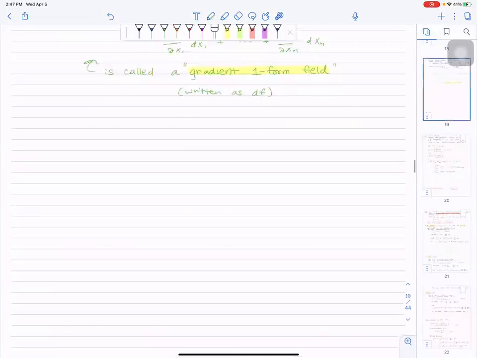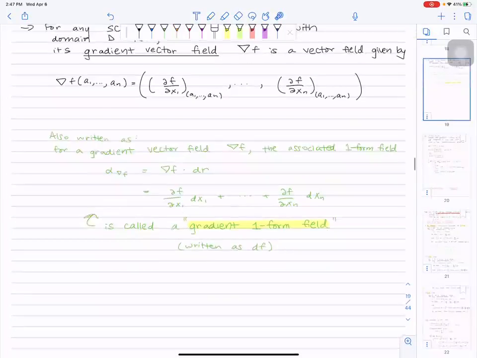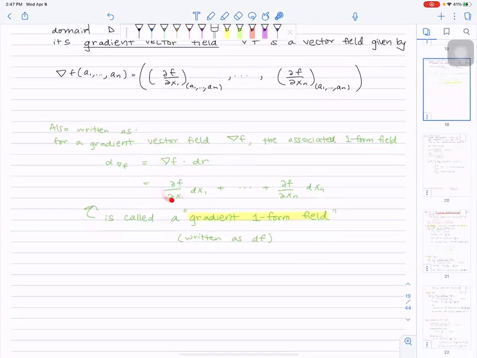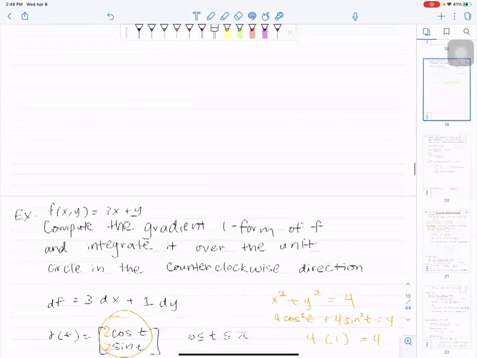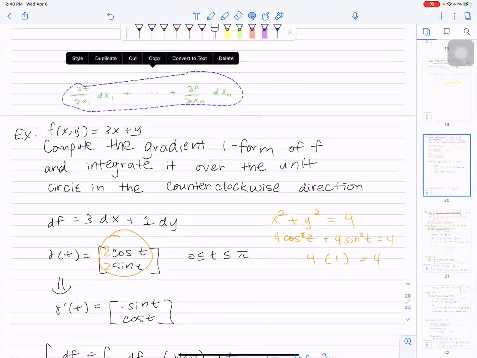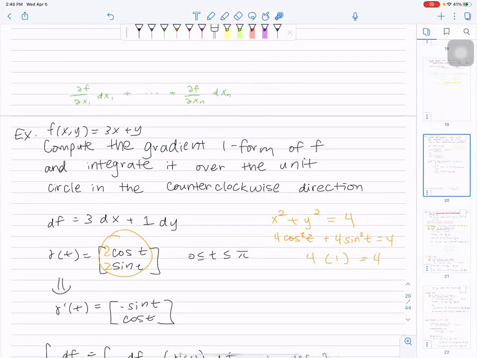So df, here is our definition of df. We take the partial of the function they gave us with respect to x1 and then dx1. So let me copy this here so we can see. Our first variable is x. I take the partial of f in yellow with respect to x. That gives me 3, and I need dx. Second variable is y. Take the partial with respect to y. We get 1, and I need dy.